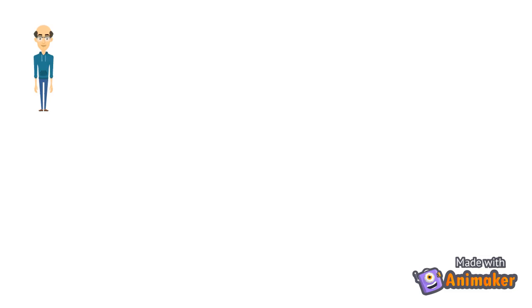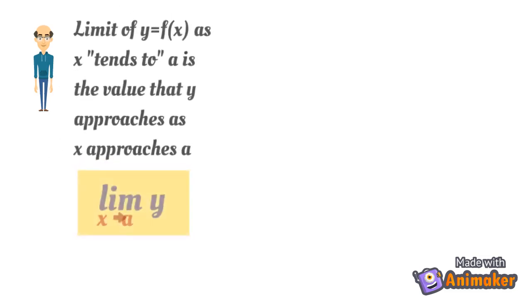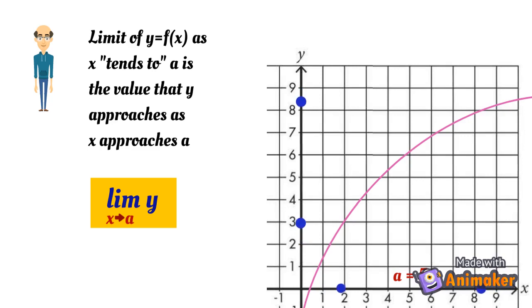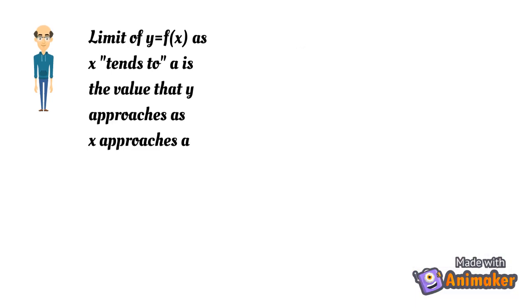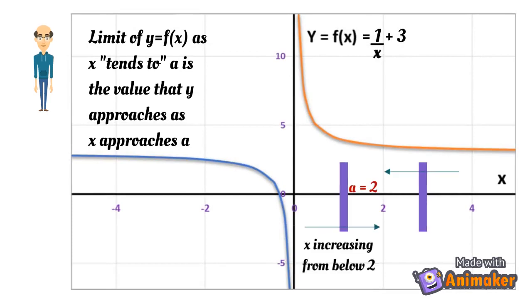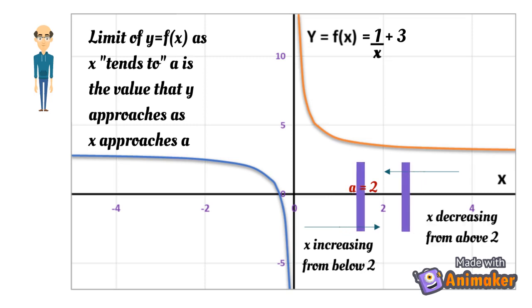The limit of a function y equal to f of x at a certain value of x is the value that y approaches, that is, gets closer and closer to, as the value of x gets closer and closer to the target value. Just think about it for a bit. x approaching a particular value, say a, can happen in two ways. Either x increases from below a to reach a, or x decreases from above a to come down to a.